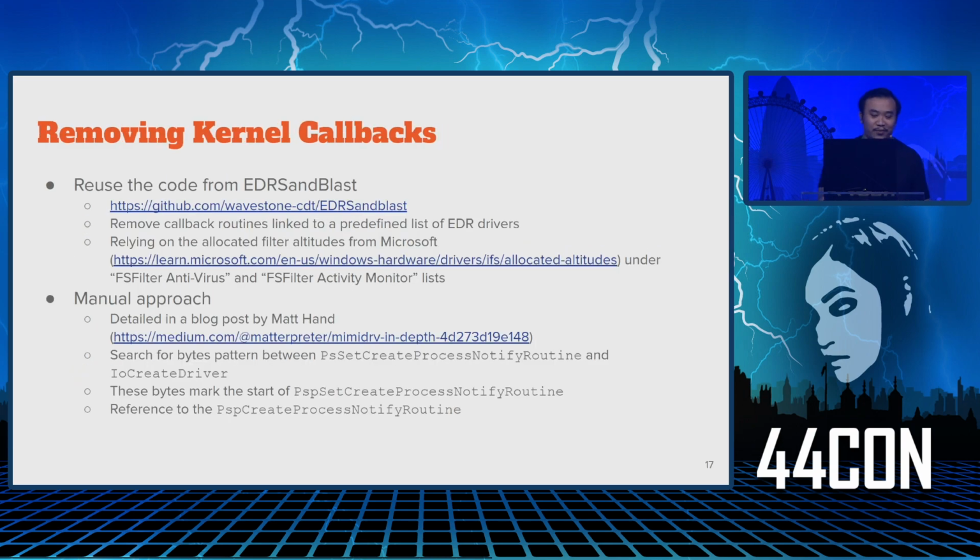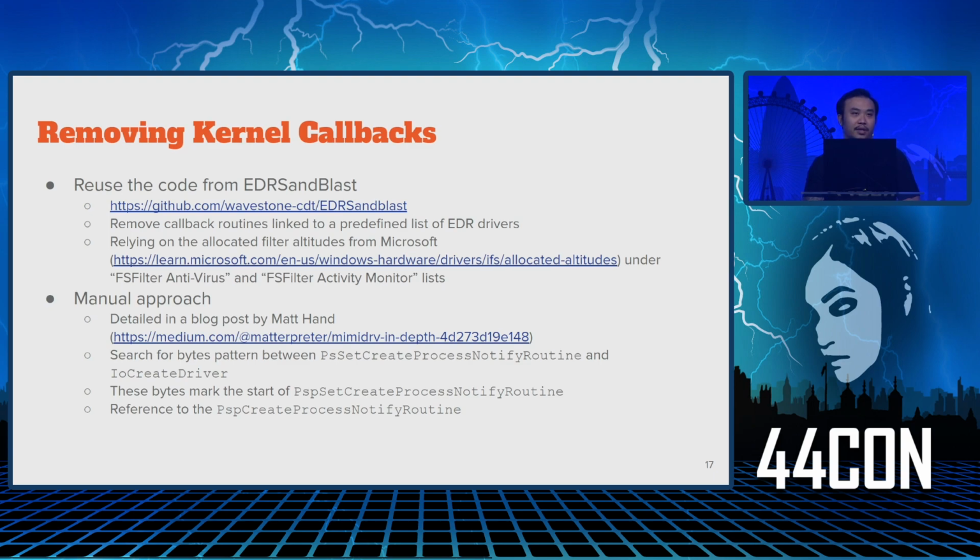So, final step, removing kernel callbacks, right? To remove kernel callbacks, you must first locate them. There are several ways to do it. You can either do it manually, or you can reuse some of the code out there, like some of the code from EDRSandblast. At this point, you're executing code in the kernel, so you don't have to worry about being detected, because EDRs don't detect things in the kernel. So yeah, you can reuse EDRSandblast.